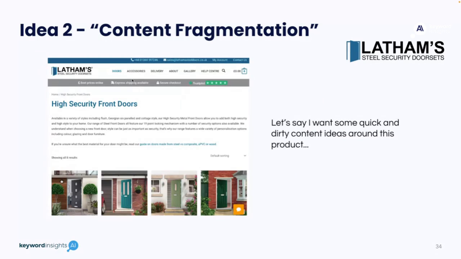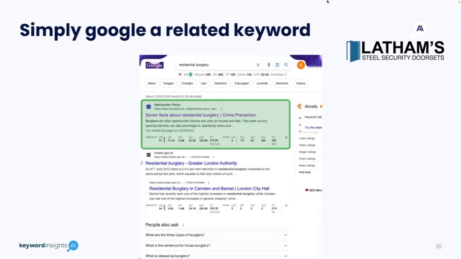So I was like, well, which product should we focus on? And it was high security front doors. There's a lot of search volume for front doors. So, okay, how do we fragment this into some content ideas? High security front doors. What problem is that trying to solve? Well, it's solving residential burglary. So all I did was Google residential burglary, and I just clicked on the first link there.